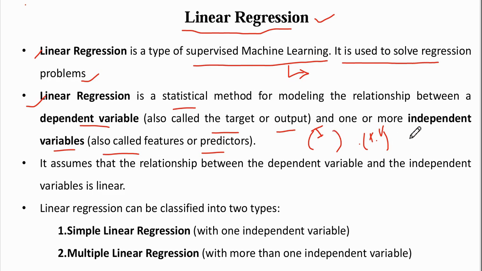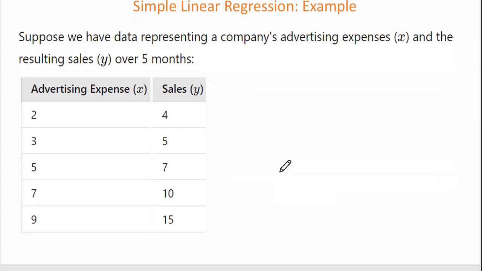Clear? So the independent variable may be a single independent variable or one or more independent variables. If the independent variable is a single independent variable, then we are applying linear regression. If the independent variables are more than one, then we are applying the multiple linear regression algorithm. Okay, let us try to clearly understand what is meant by target variable and what is meant by independent variable.